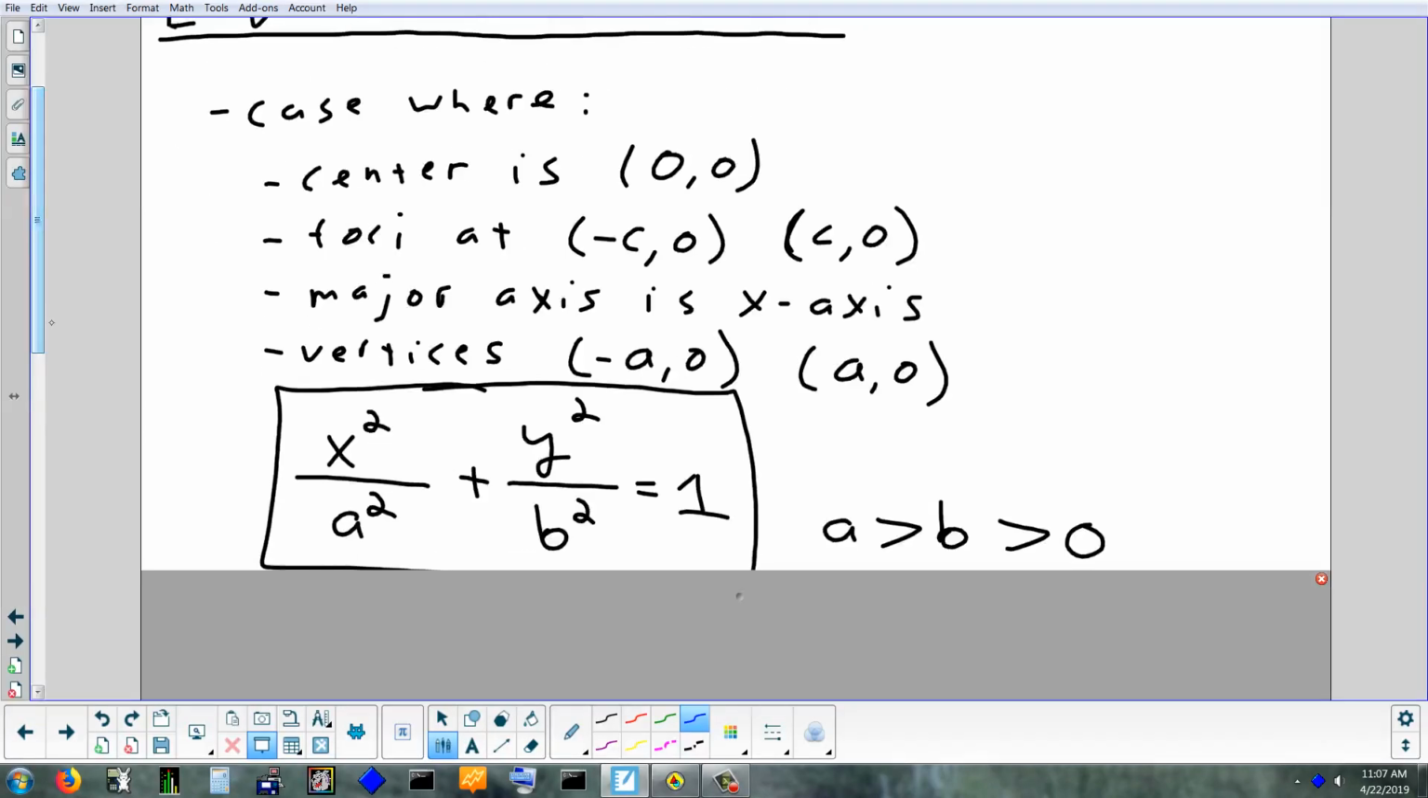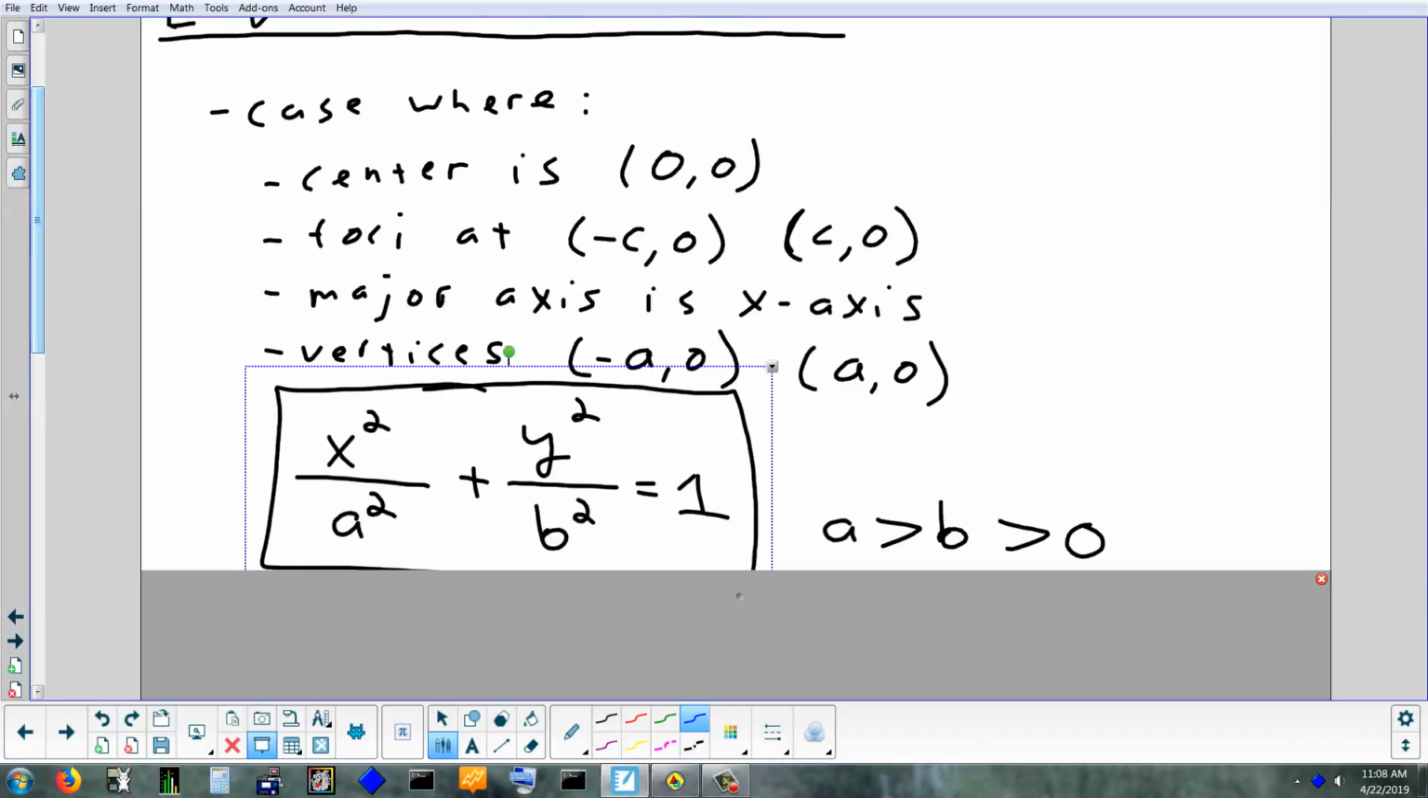Okay, and here's your equation. It's x squared over a squared plus y squared over b squared equals 1. That's a big thing we're going to see a lot today and tomorrow. The equations have to equal 1. So if you ever get an equation that's not equal to 1, that's your first step. Make it equal to 1.